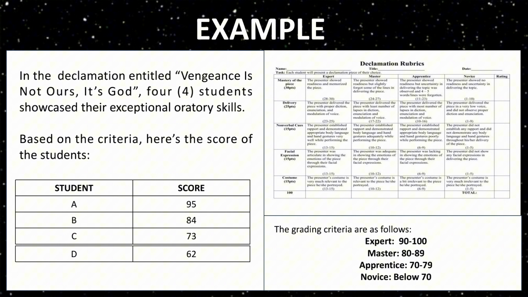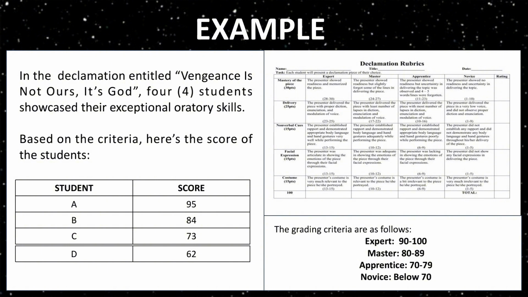The expert level, we have 90 to 100. Master level, we have 80 to 89. Apprentice level, we have 70 to 79. A novice level, we have below 70. So based on this criteria, student scores are categorized into different levels of proficiency.